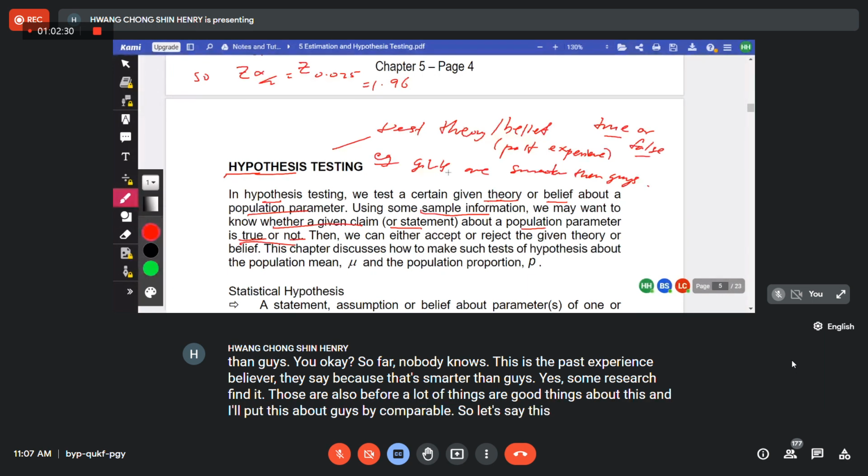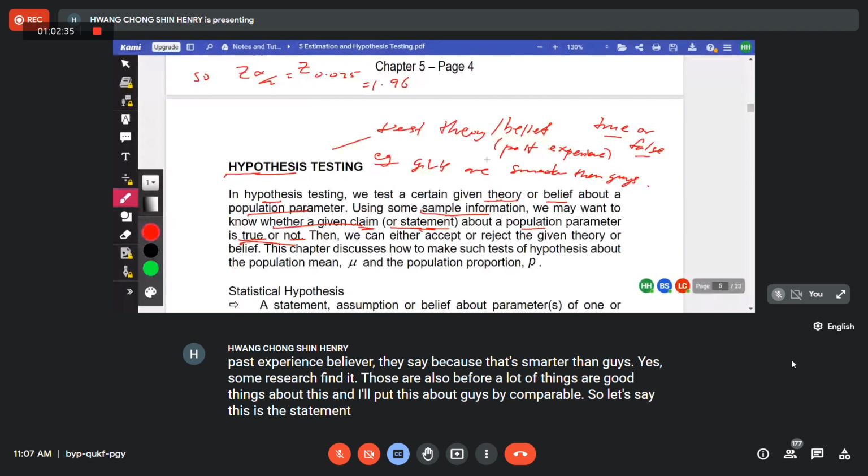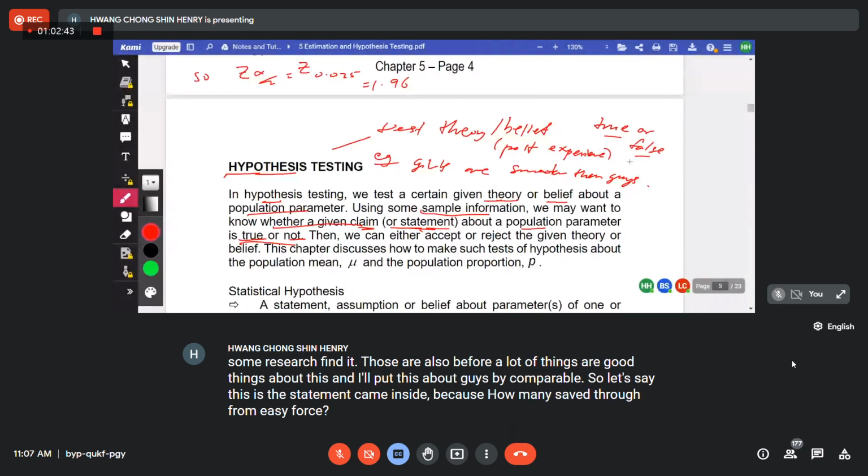So let's say this is the statement. Claim. Claim means what? People say girls are smarter than guys. So do you believe or not? How many say true? How many say false? This is called hypothesis testing. A lot of examples later on, we call it claim or statement. Then I can give you an example.